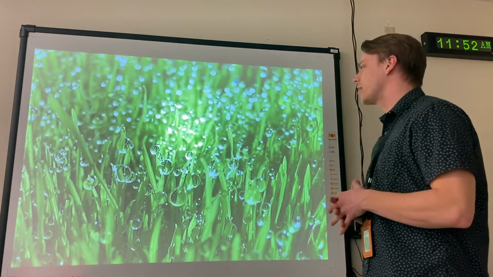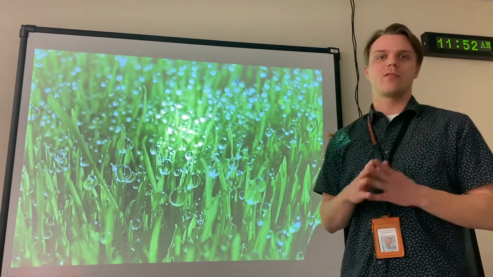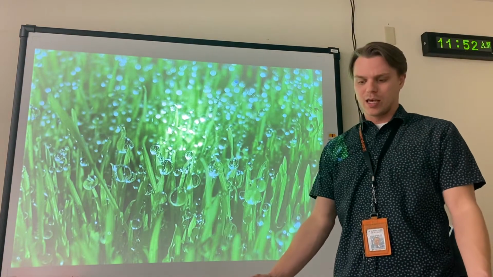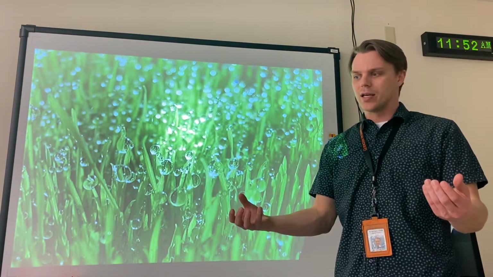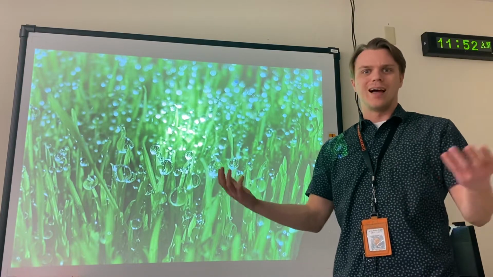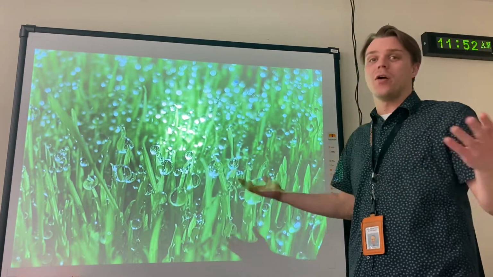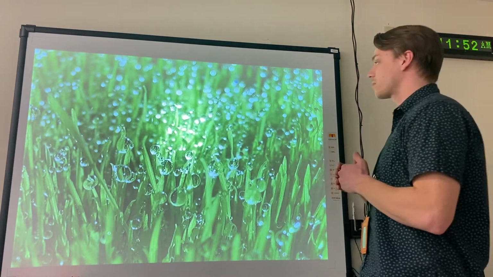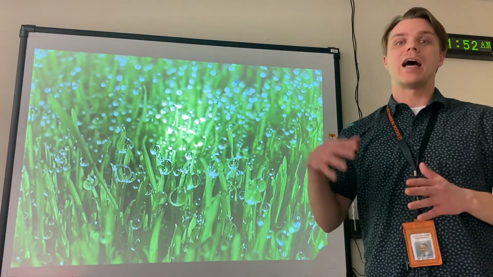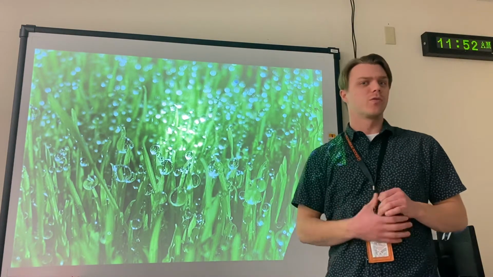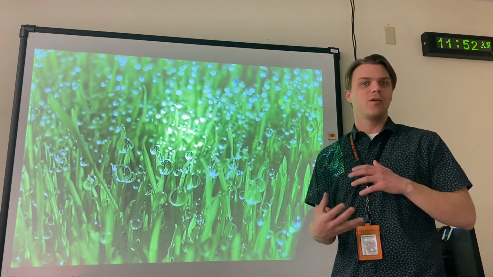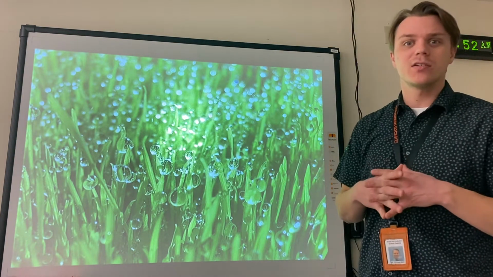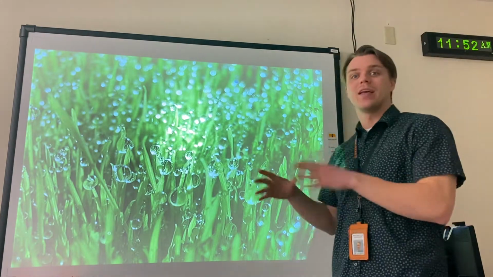When I was a kid, I didn't understand this. I didn't know where the water came from. I thought the water came up out of the ground and, I don't know, climbed the grass. I didn't know what caused it. So now that we understand what is necessary for a cloud to form, we can start to discuss how clouds form in nature.